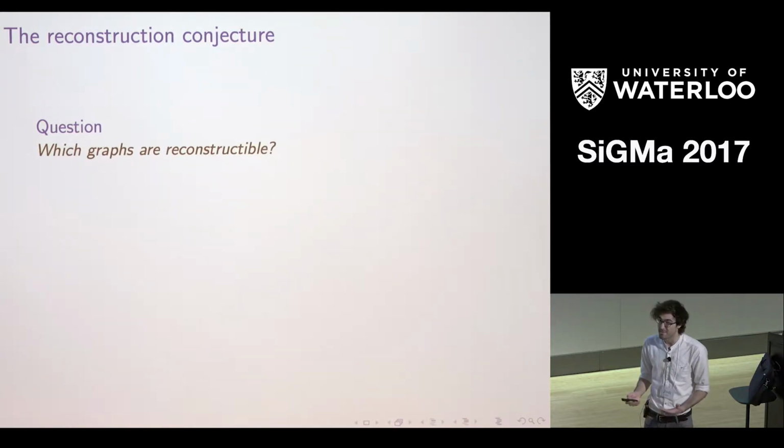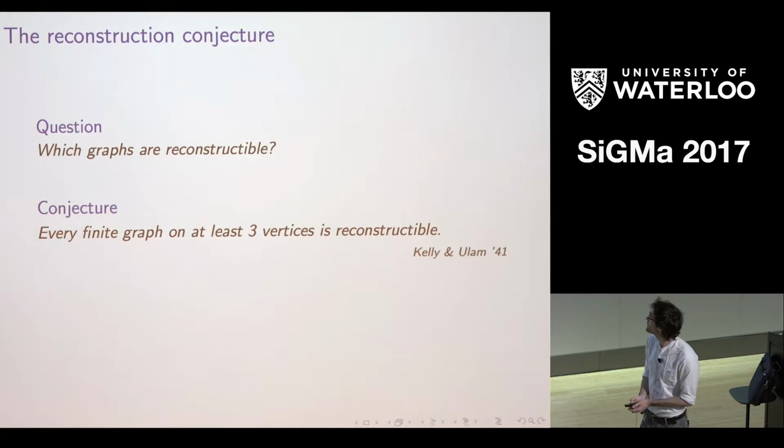For very small examples, both of the graphs on two vertices happen to not be reconstructible because they have the same deck. But it's conjectured, and it's a very old and famous conjecture, normally attributed to Kelly and Ulam, that every finite graph on at least 3 vertices is reconstructible. This is known as the reconstruction conjecture.